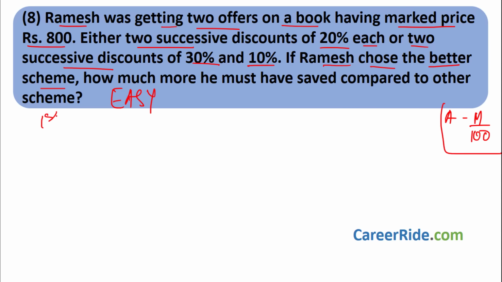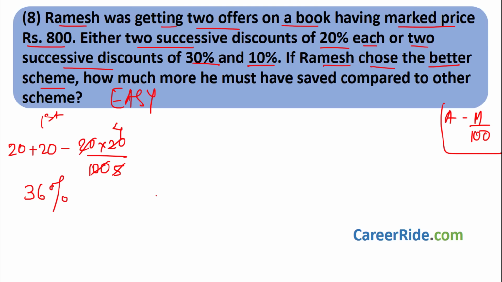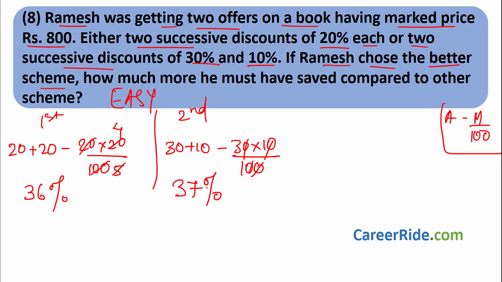What is the first option given? Two successive discounts of 20% each. So the equivalent discount would be 20 plus 20 minus 20 into 20 by 100, that would be 5, this would be 4, so 40 minus 4 equals 36%. What is the second option given? Two successive discounts of 30% and 10%. So add, minus 30 into 10 upon 100, that goes to 40 minus 3, which is 37%. That means Ramesh gets 1% more discount in the second case. Here it is 36%, here it is 37%.